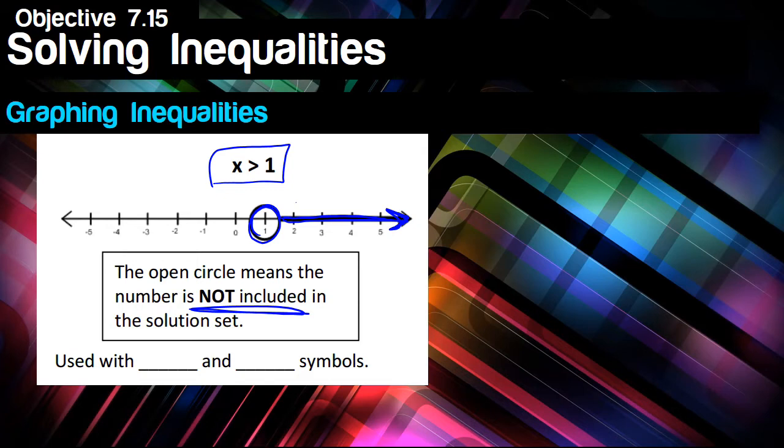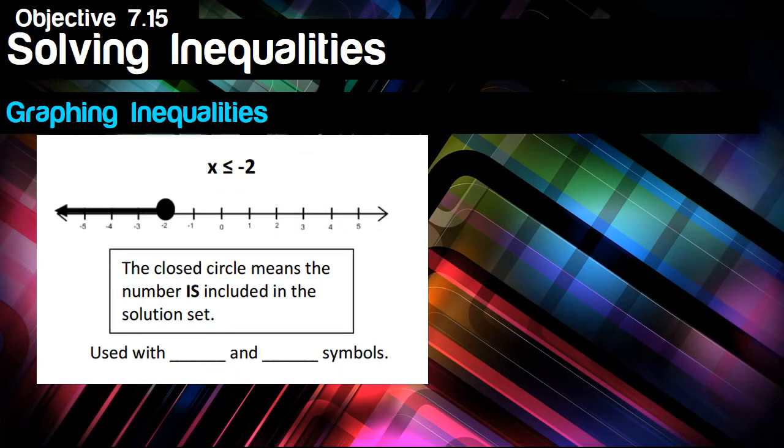So if we were to fill in 2 for x, we can say that 2 is greater than 1. If we filled in 3 for x, 3 is greater than 1. And we can go right down the line. We can also use the decimals, fractions. As long as they are greater than 1, this makes the inequality true. But this open circle is used with the greater than and less than symbols.